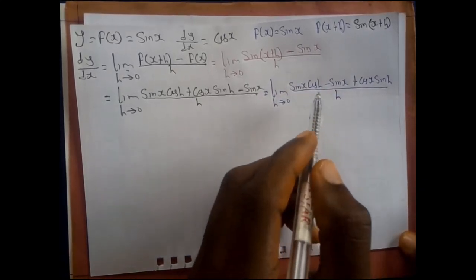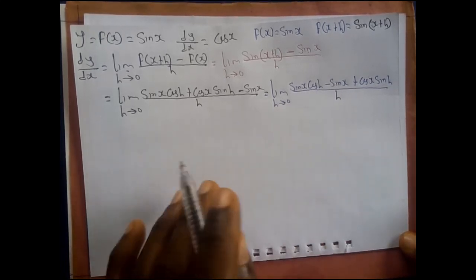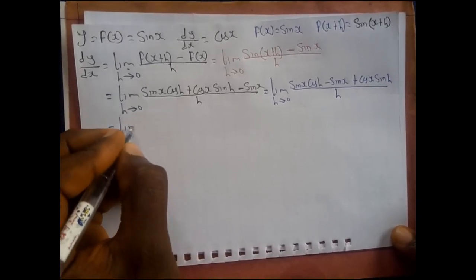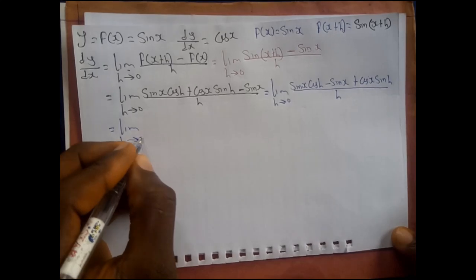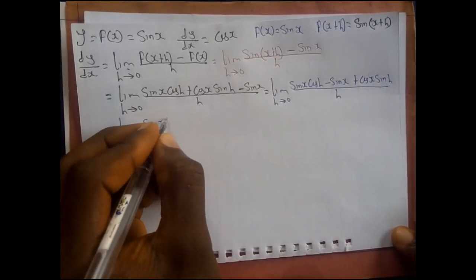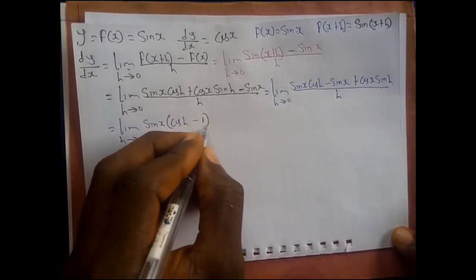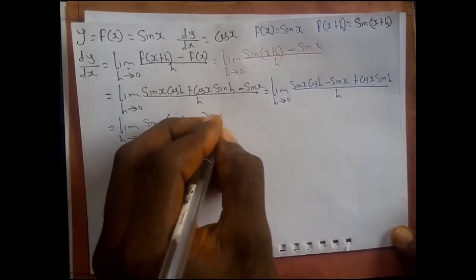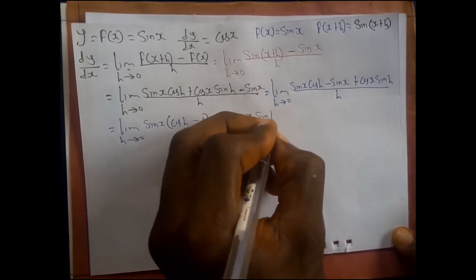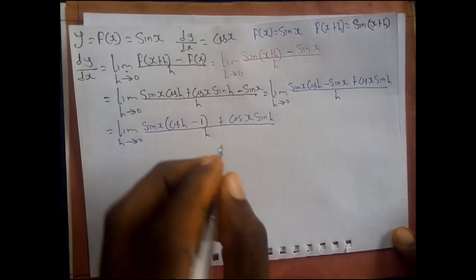Okay, now at this point, I would like to factor out sine x. As you can see, it's common in this part. Then we have the limit as h approaches 0. So sine x is common, and what is left over is cos h minus 1. Then, continuing, plus cos x sine h. And everything entirely is divided by h.